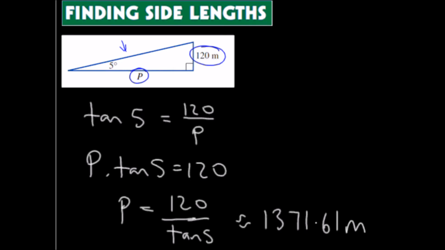Okay, so that's a little intro into working with trigonometry with right angle triangles, and we've looked at how to work out missing lengths using these three trig ratios.